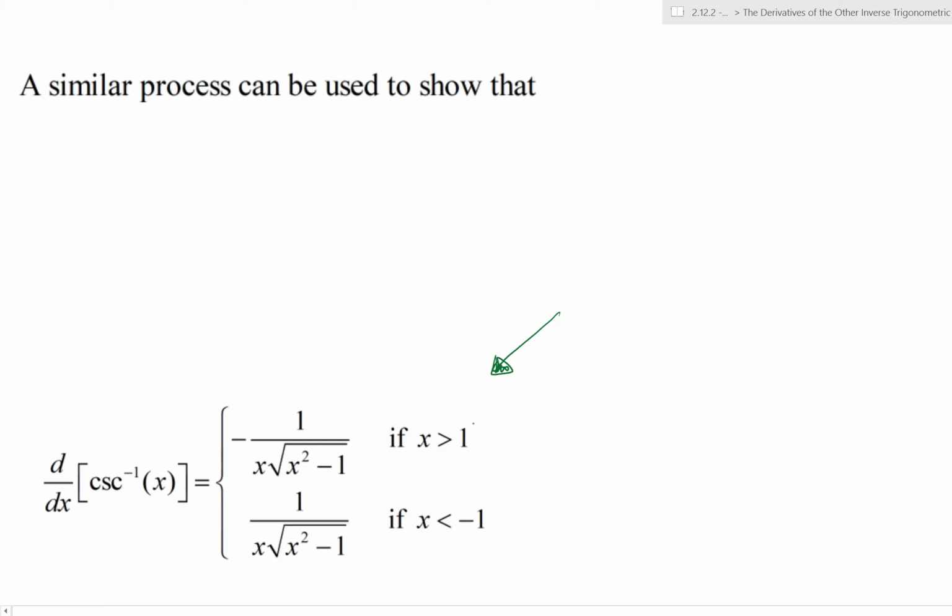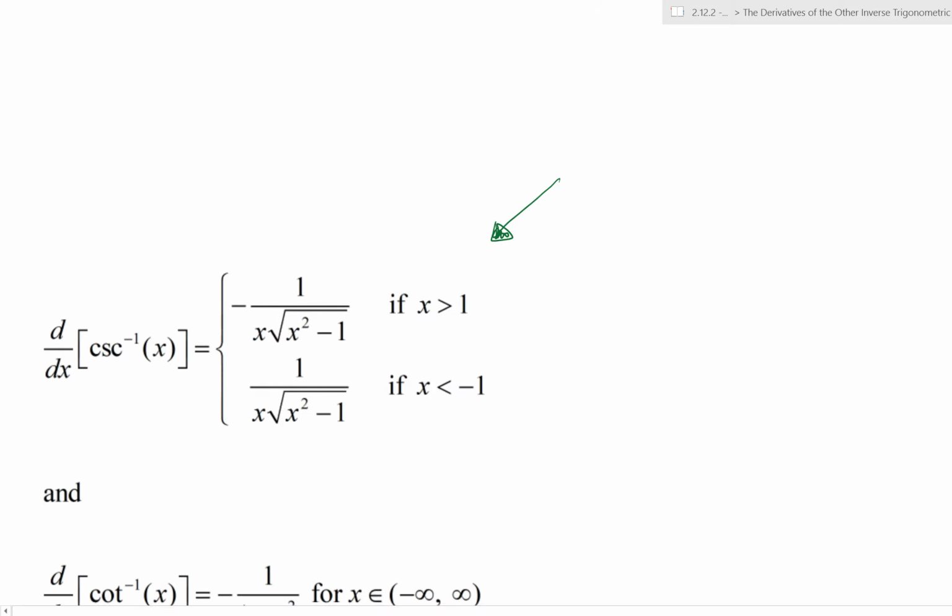So when x is bigger than 1, we get negative 1 divided by x times the square root of x squared minus 1. And if x is less than negative 1, then we'd have 1 divided by x times the square root of x squared minus 1. And again, this can be verified by going through a similar proof.